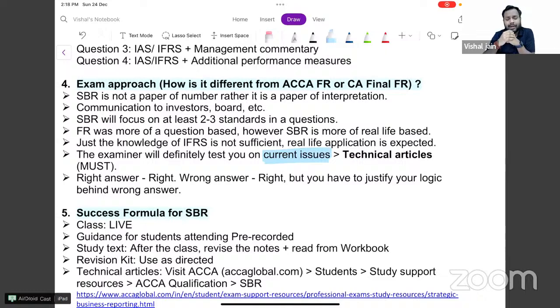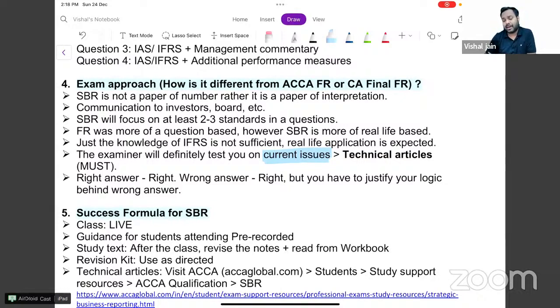Basically, the intent of ACCA is to make you ready for the practical world. You are not just studying the bare standards in a theoretical way. They will give you real life issues, real life challenges, real life questions, and they want you to resolve them. Because when you qualify ACCA and become a professional accountant, you will not see any case study or challenge focusing on one particular standard. It might have a coverage of three or four standards. So it is making you ready for the practical world.